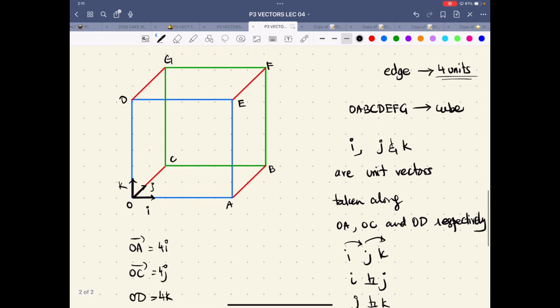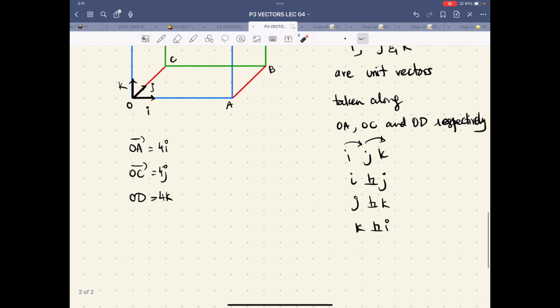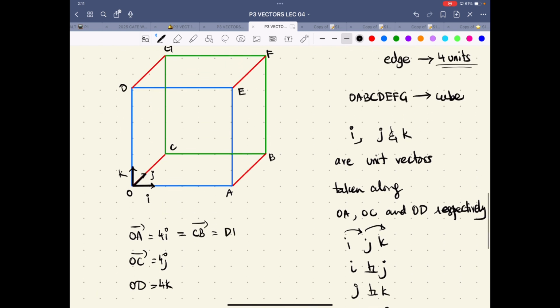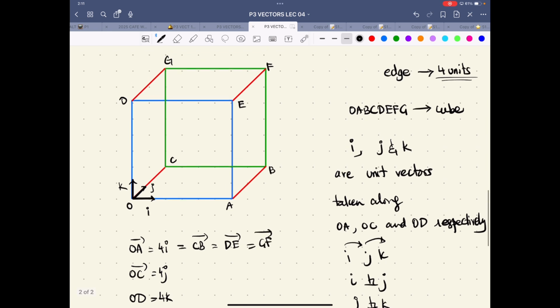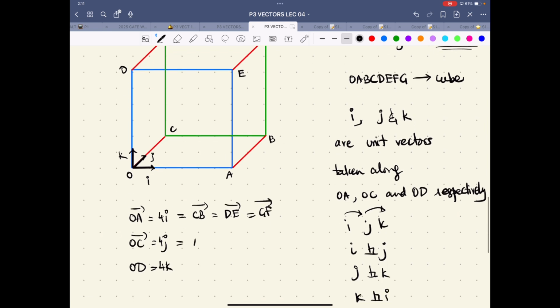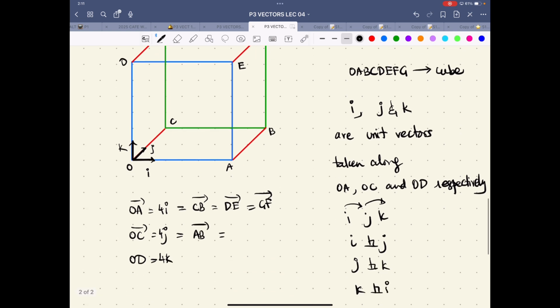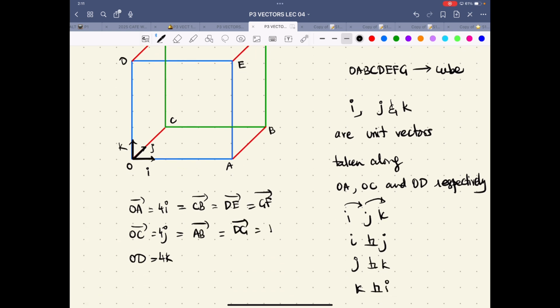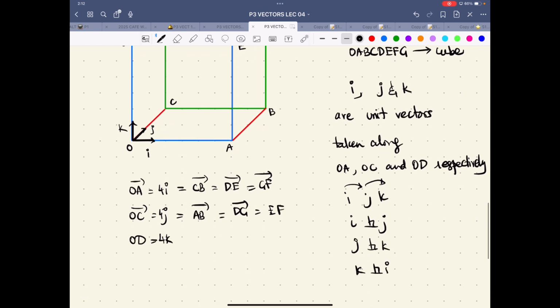Now look at the diagram again. If you are moving from O till A, that is 4I. What else is 4I? CB is 4I, DE is 4I, GF is 4I. So let me write over here, that is CB equals DE and GF. Similarly, OC is 4J. So AB is also 4J. And DG is also 4J. And EF is also 4J.